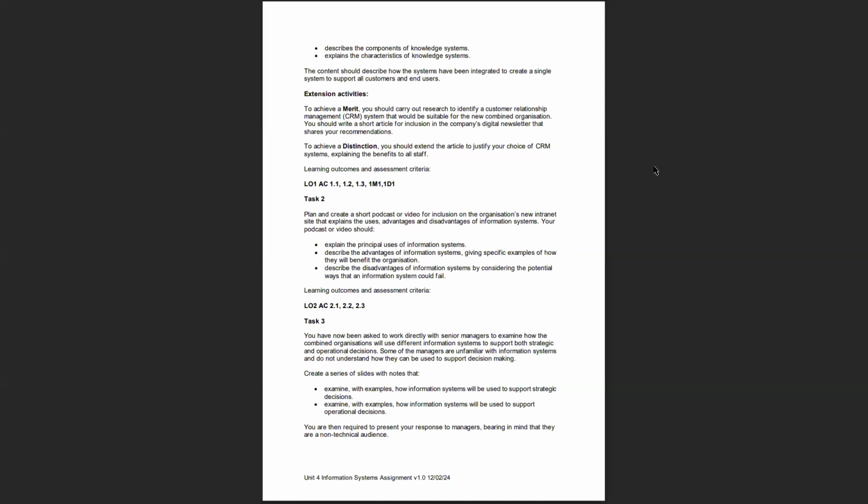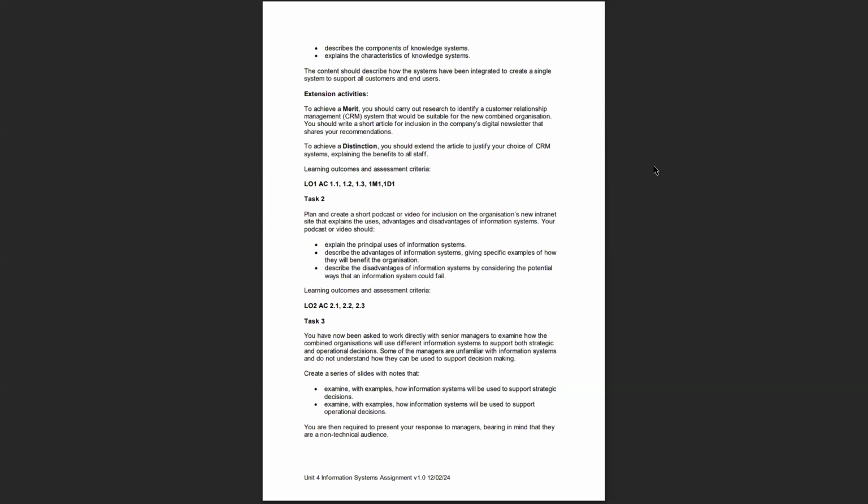So, extension activity. To achieve a merit, you should carry out research to identify a customer relationship management system that would be suitable for the new combined organization. You should write a short article for inclusion in the company digital newsletter that shares your recommendation. To achieve a distinction, you should extend the article to justify your choice of CRM system and explain the benefit to all staff.